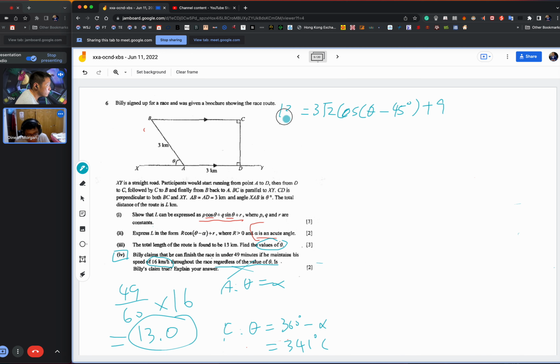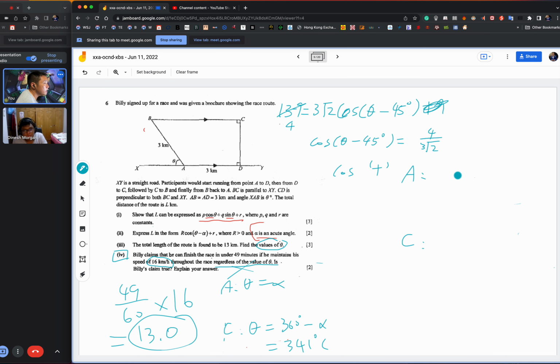I think somehow we made a mistake. Anyway, so you bring the 9 over, becomes minus 9. So this is 4, right? Okay. So cosine(theta minus 45 degree) is equal to 4 divided by 3 square root 2. Okay, so now this is positive, right? So basically cosine positive is what? Cosine positive is region A and region C, right?